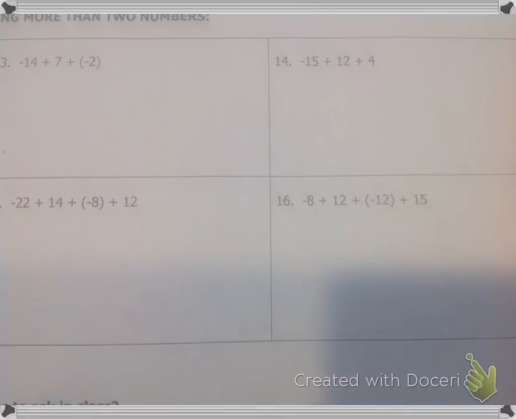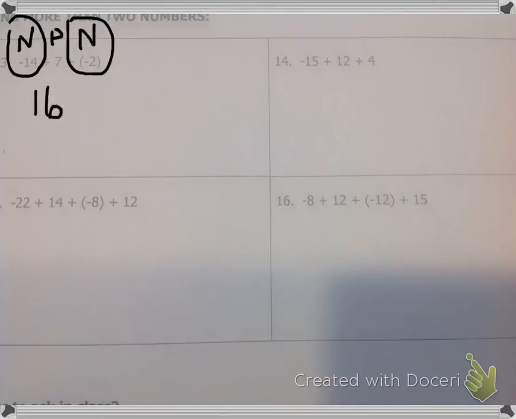Okay, so let's identify what we have here on number 13. We have a negative 14 plus 7, 7's positive, plus negative 2. Okay, so I'm going to circle my negatives. When you have two negatives, that would be same signs. So same signs, add. 14 plus 2 is 16. And take sign of larger number. 14 is larger, so I'm going to take the sign of the 14, which is negative.